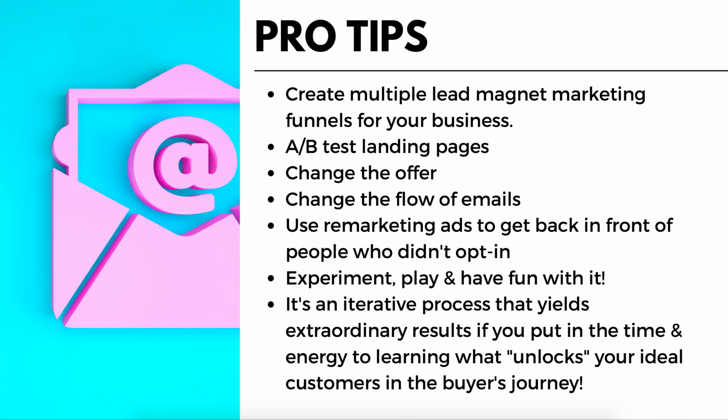As we talked about before, you can change the flow of the emails over timing, length of time, number of emails, etc. Now, one thing that is kind of cool, one of the things you can do with ads, whether you're using social media or Google ads, is remarket to them. Because remember, everybody that comes to this opt-in page can be tracked using a pixel.